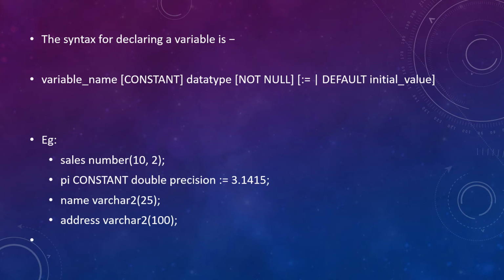Syntax for variable declaration is simple. You have to give variable name followed by whether it is constant or not. If it is not constant, you don't have to mention anything. But if you want to declare that variable as constant, you have to write constant. Then a data type. If you want it not to be null, then mention that it's not null. And then if you want an initial default value, then you have to mention it as default and then the value.